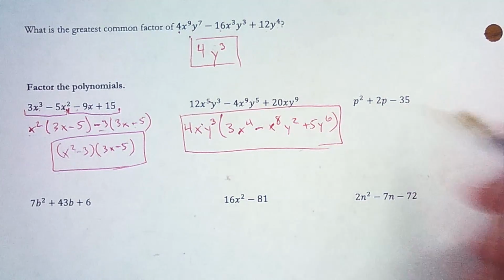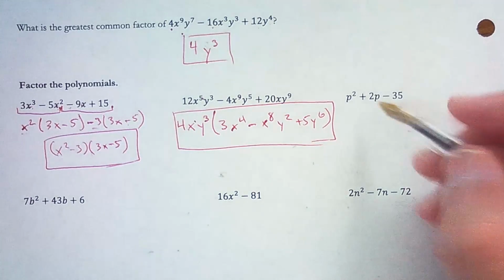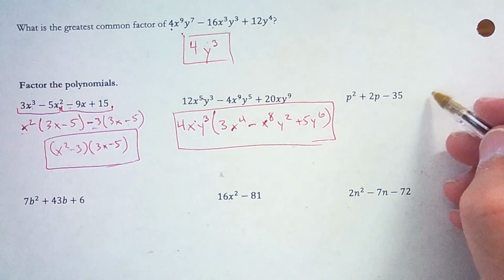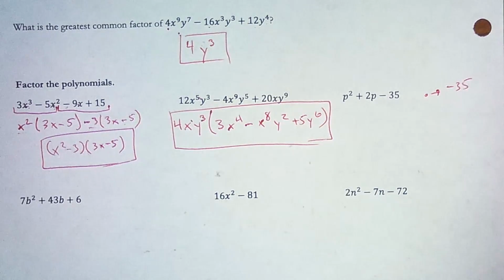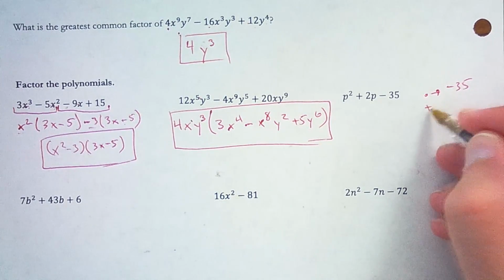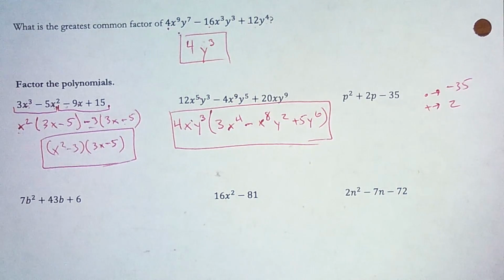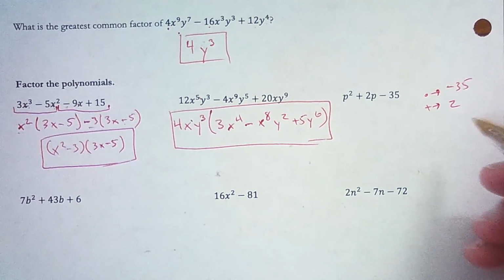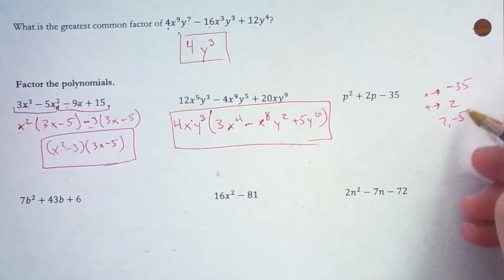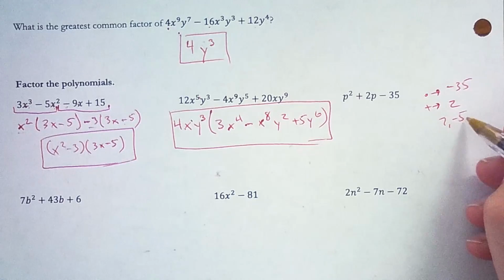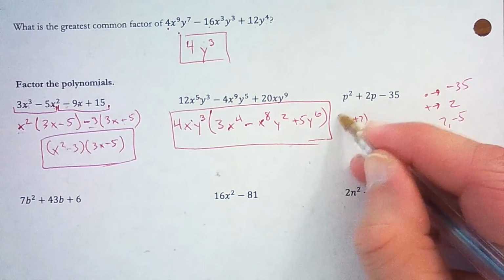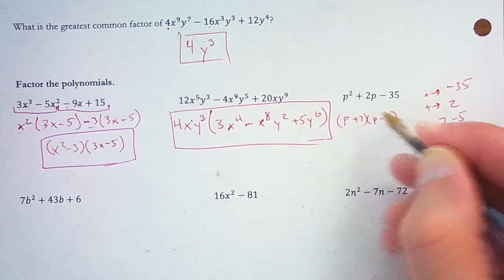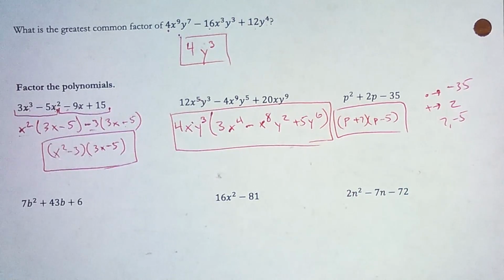Here I do not see a GCF other than 1. It's a trinomial. So let's do this. Two numbers that multiply to negative 35 and add to 2. I think 7 and negative 5 will multiply to negative 35 and add to 2. So p plus 7 times p minus 5 is the factored form.